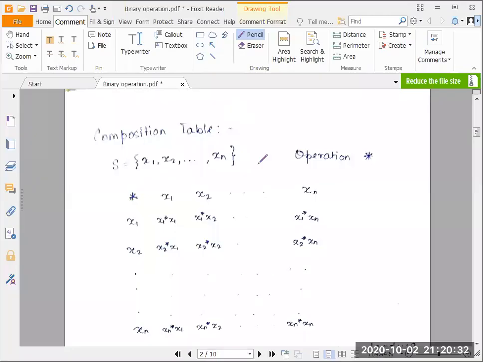Today we'll be continuing with the concept of binary operations, and the first thing we'll do is look at a different representation of binary operations. Up until now, when we had x1 and x2 and operated them using the operation star, we wrote x1 star x2 and then wrote the solution. That is the representation we have used up until now.